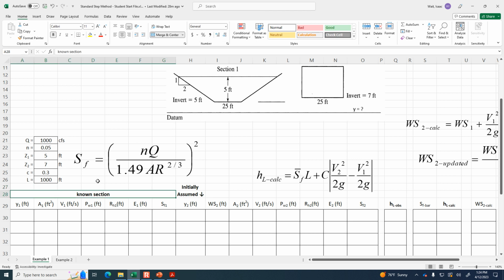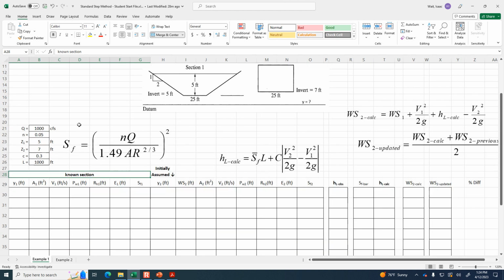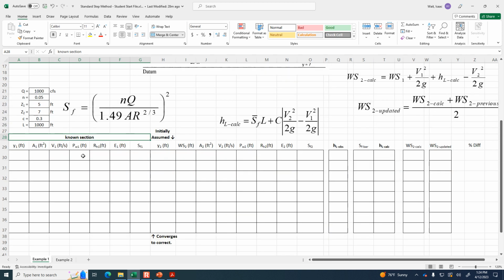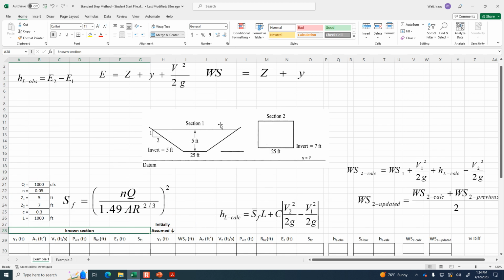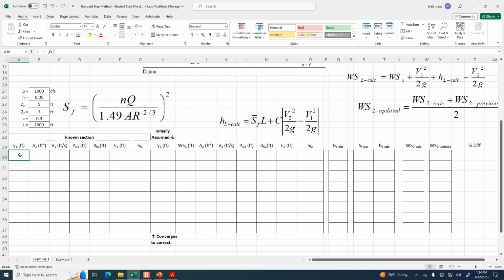Now, here at the known section, the values are going to be the same. And you'll notice there's lots of different rows here. Each row represents a different guess. This is different from the method that we worked in class on Monday, where each row represented a different segment. Here we're doing it just in a single jump. We're jumping from location 1 to location 2 in a single step, and each row is going to represent a different guess. So I wanted to differentiate between that.